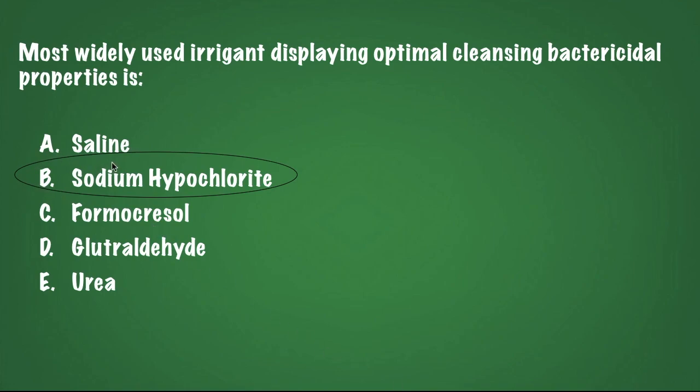Saline does not have any antimicrobial property. It's mainly used to mechanically flush out debris or wash the canal after using much stronger irrigants. Formocresol is a pulp devitalizer and not an irrigant. Glutaraldehyde is a disinfectant. And urea is used as an irrigant, but it's not the optimal cleansing agent.